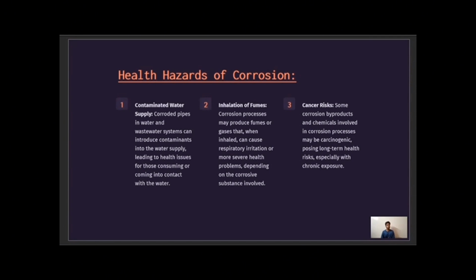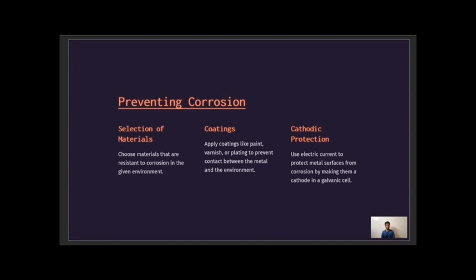Preventing corrosion. We can prevent corrosion by these three methods: selection of materials, coatings, and cathodic protection. Selection of materials: choose materials that are resistant to corrosion in the given environment. Coating: apply coatings like paint, varnish, or plating to prevent contact between the metal and the environment. Cathodic protection: use electric current to protect metal surfaces from corrosion by making them a cathode in a galvanic cell.